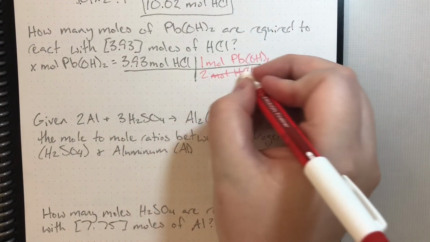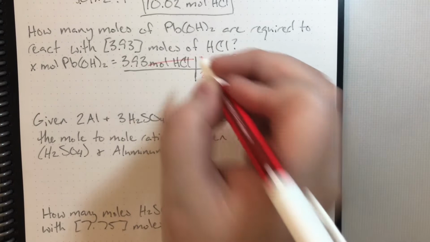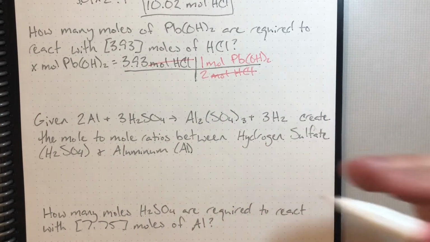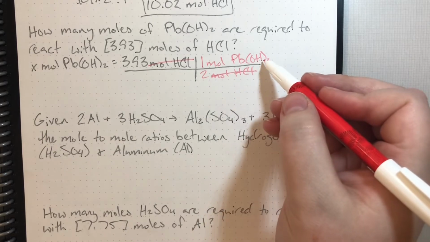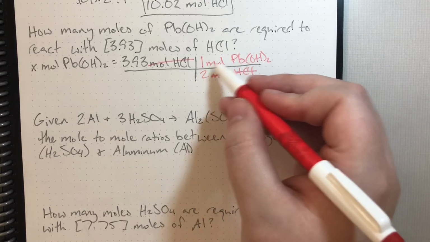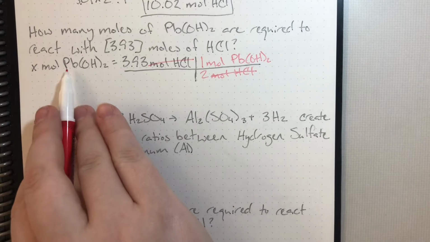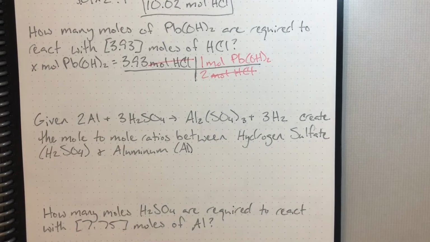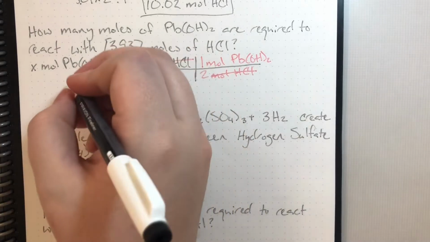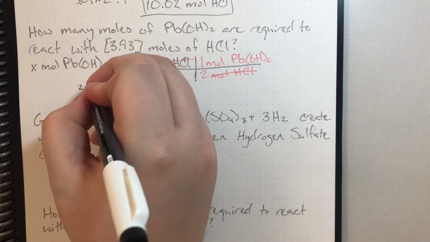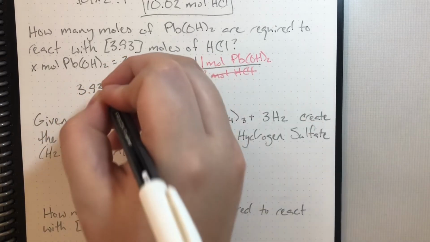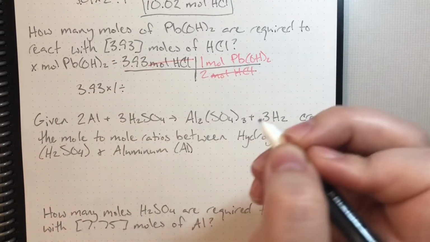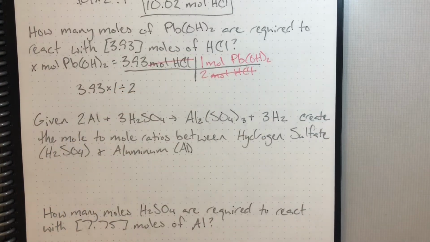Now that moles of hydrogen chloride appear at the top and at the bottom of my fraction, I can go ahead and cancel those out, leaving me exclusively with the unit moles of lead(II) hydroxide, which was the unit that I said that I wanted, which means that I can go ahead and move forward with solving this problem. So that means I will multiply everything in the numerator, so 3.93 times 1, and I will divide by everything in the denominator, which in this case is 2.